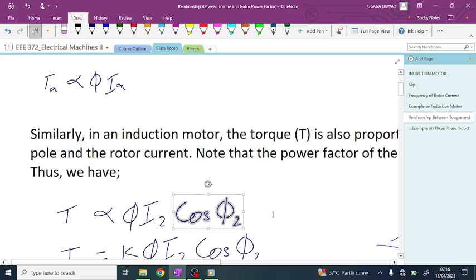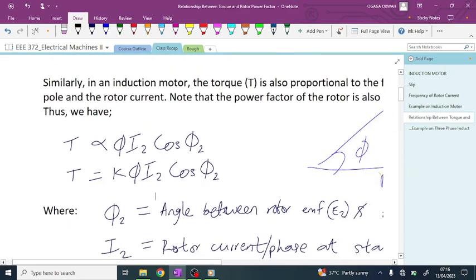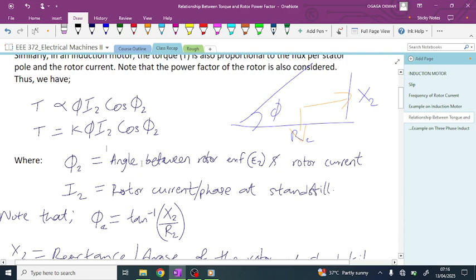Then of course, when we introduce the proportionality constant K, this proportional sign becomes an equal sign, and the rest remains the same. Then we define the terms, where this is the angle between the rotor EMF, that's E2, and the rotor current. Look at this diagram here, where in the adjacent side you have the resistance, and the opposite side you have the reactance.